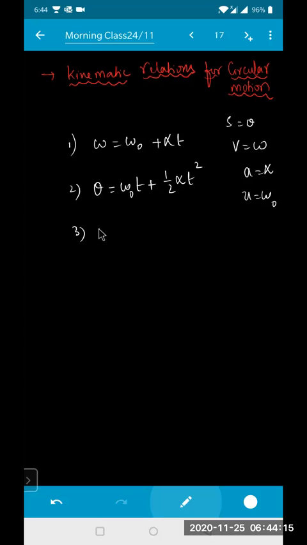And one more equation is v square minus u square is equal to 2as. V means omega, so it is omega square is equal to omega naught square plus 2 alpha into theta. Then the fourth one is nothing but the nth formula.